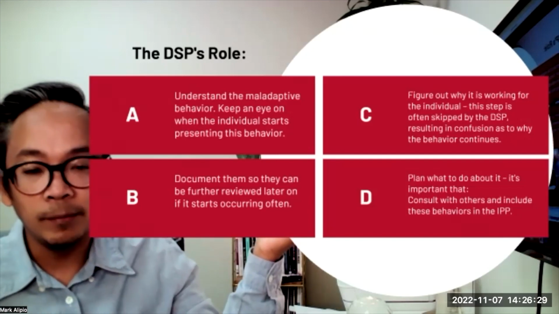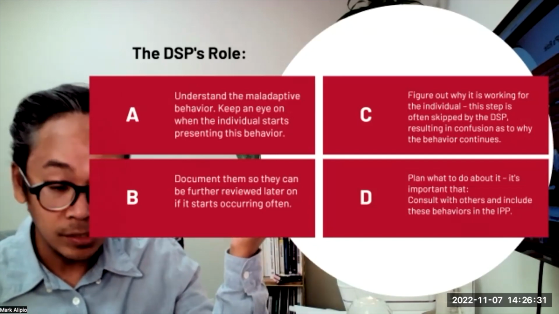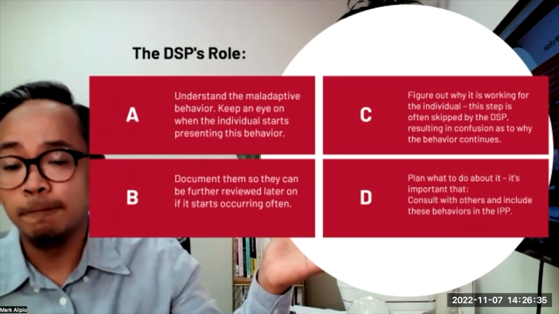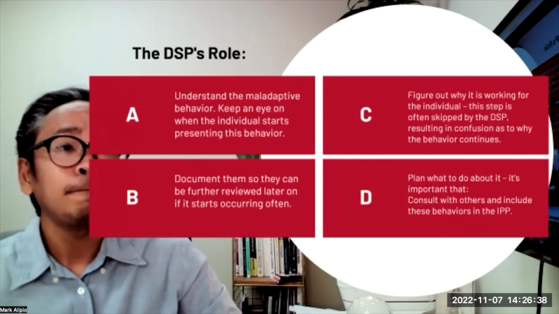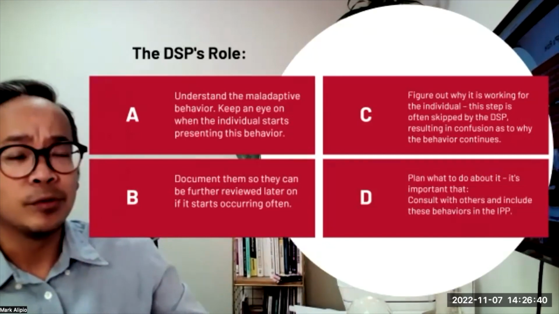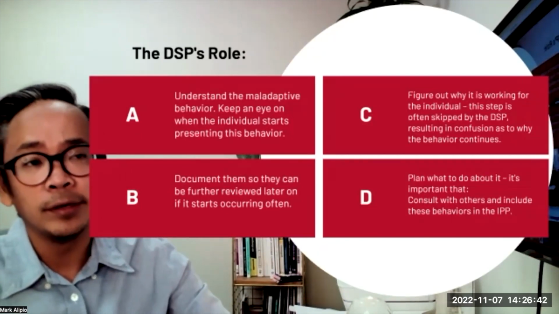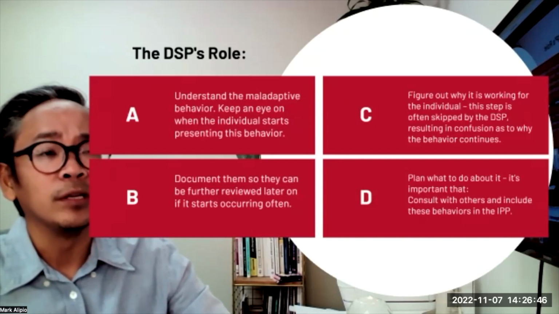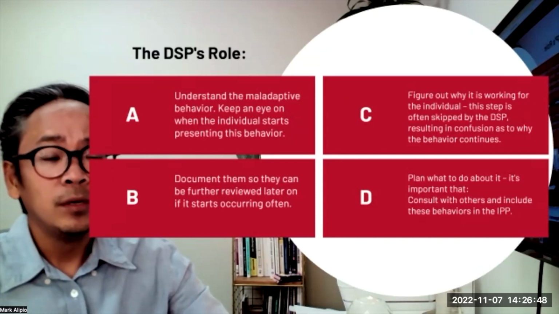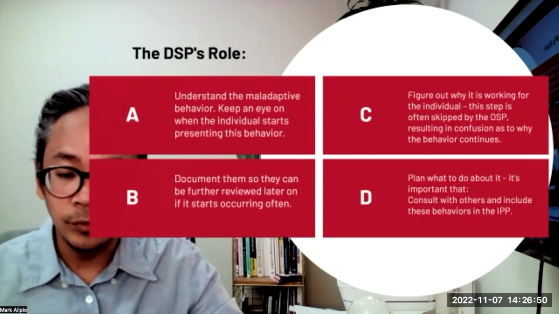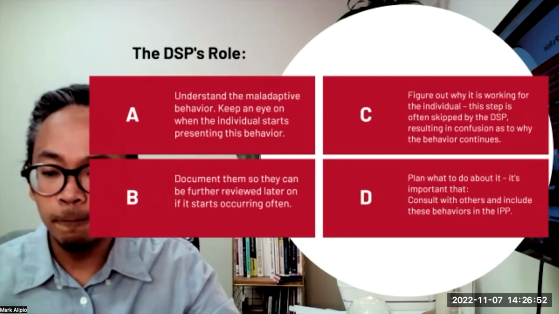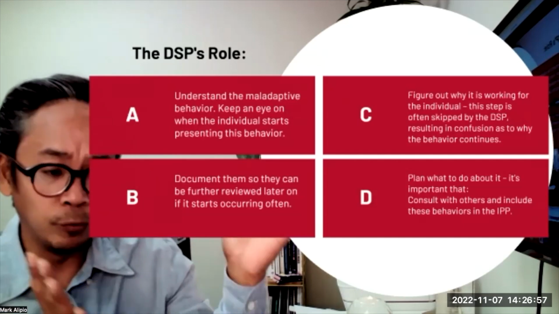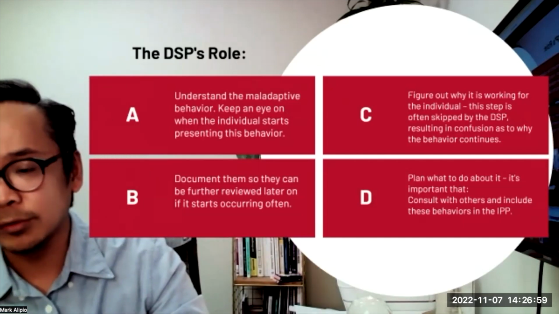If it's not documented, it's considered it didn't happen, right? So figure out why. Another role for a caregiver is to figure out why it is working for the individual, right? So again, what this is referring to is to look at the positive reinforcers and then the negative reinforcers, right?